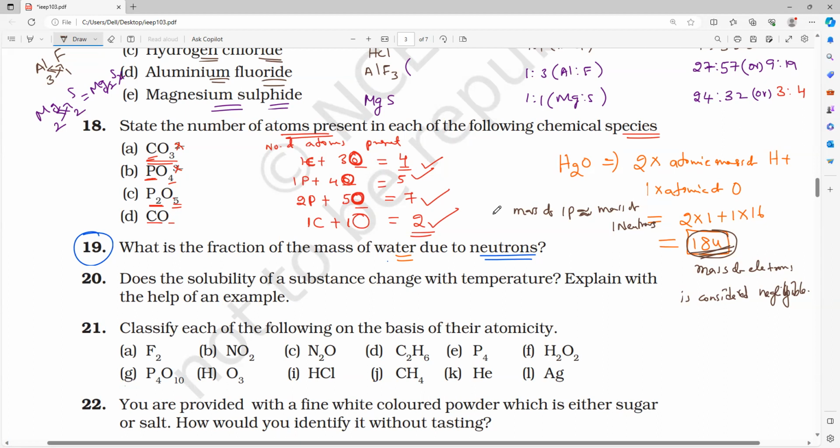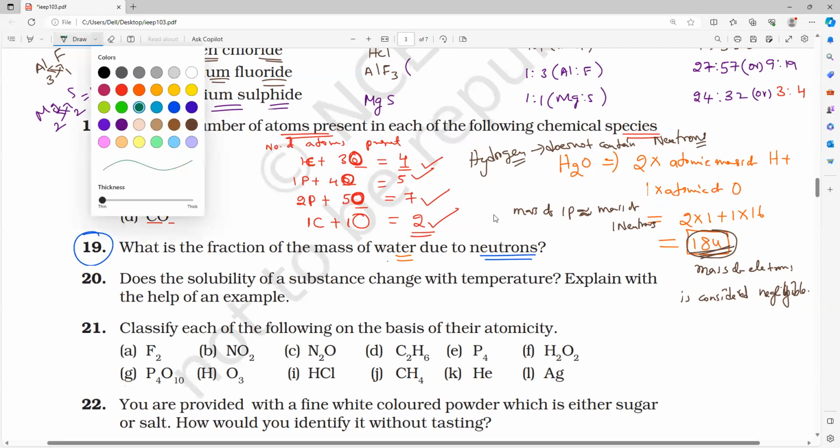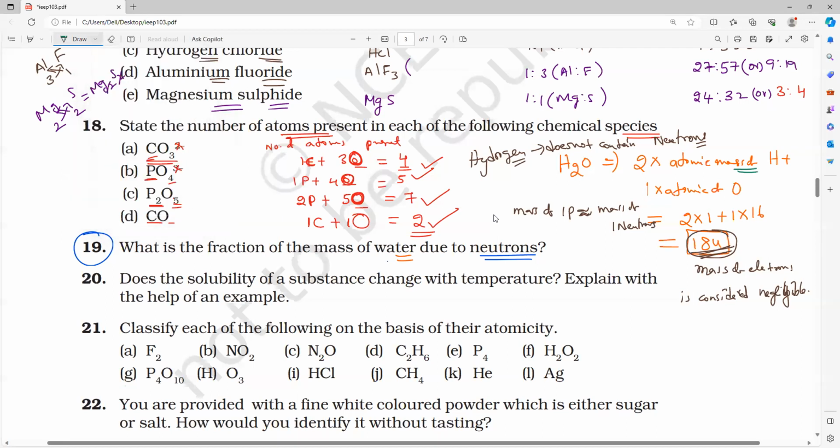So now, a basic hydrogen does not contain a neutron. So it contains only what? Proton. That is why the atomic mass of hydrogen is 1. Hydrogen has protons only.